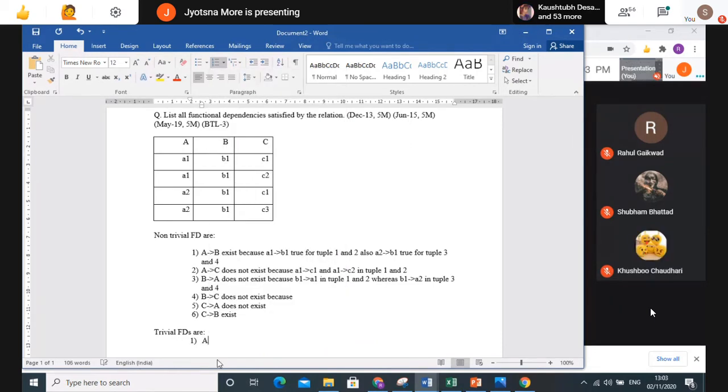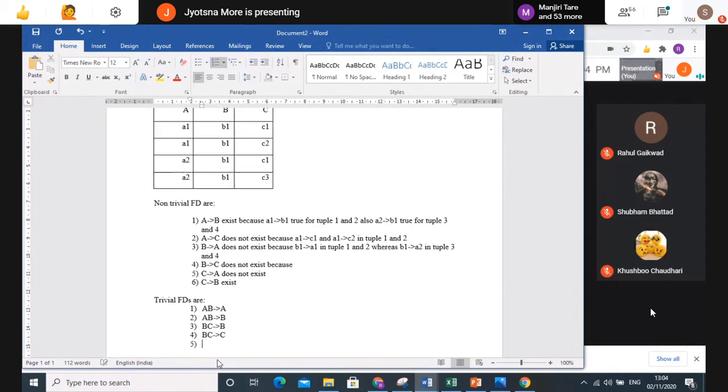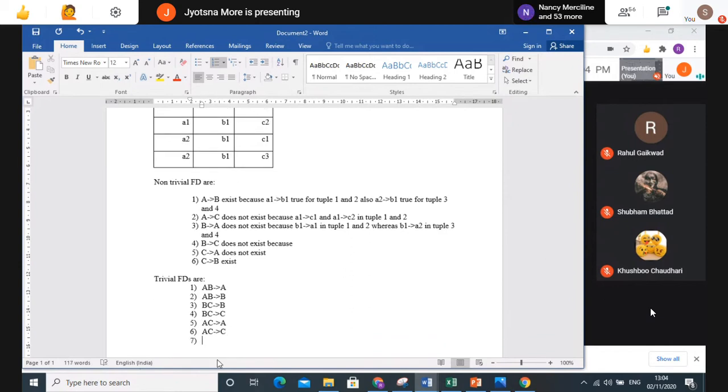I will say AB determines A. This is one. AB determines B. This is second. AC determines A, AC determines C. BC determines B, BC determines C. Right? These are the possible trivial functional dependencies.